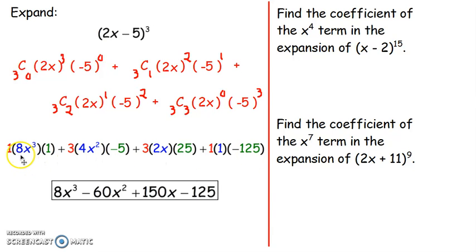Then we just have to multiply it all out. 8 times a couple of 1s, 3, 4, and -5, 2, 3, and 25, and 1, 1, and -125. Our final answer down there at the bottom.